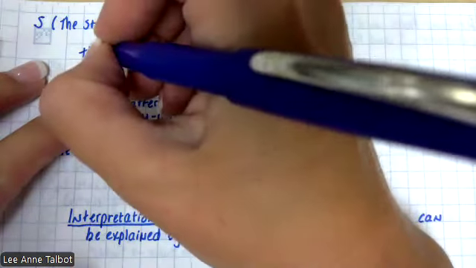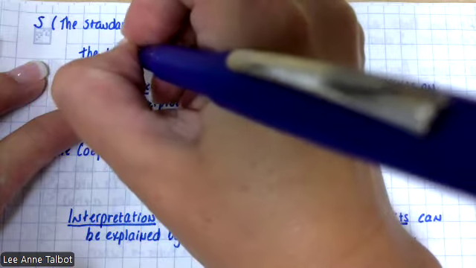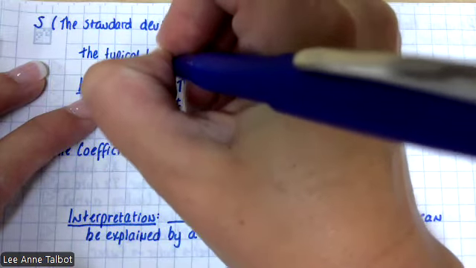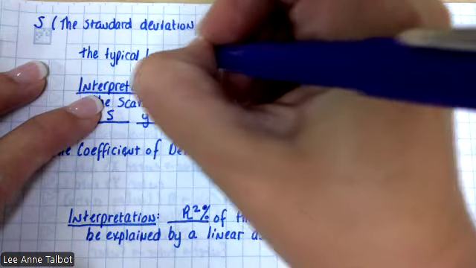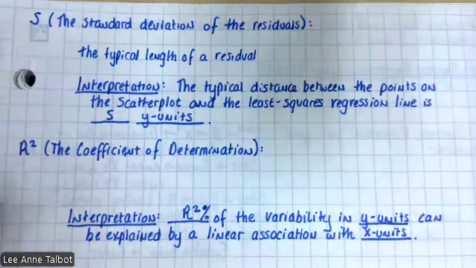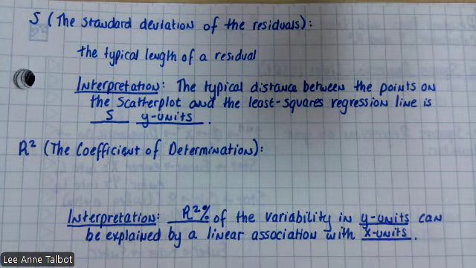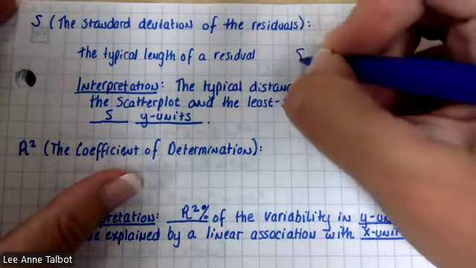standard deviation of the residuals is the typical length of a residual. Okay, and there's a formula for it, which is extremely unhelpful. But I'm gonna give it to you anyway.